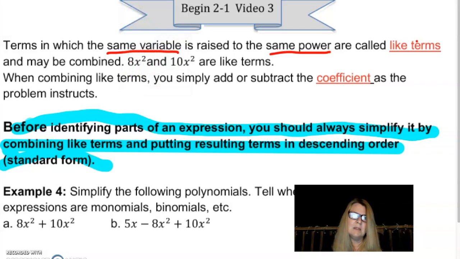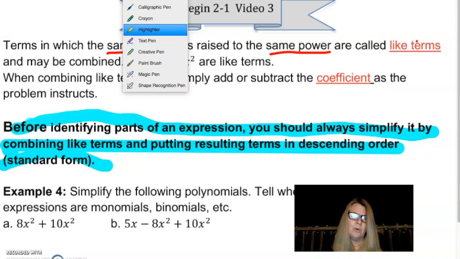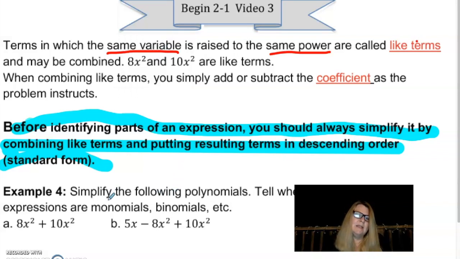So let's do the example 4 that we have here. It says simplify the following expression and tell whether the resulting expressions are monomials, binomials, etc. So we're going to look at this. If it has like terms, same variable, same exponent, we can add them together by adding the coefficients. So 8 plus 10. We can add those together because both of these terms have x squared. Same variable, same exponent. So that would be 18x squared.